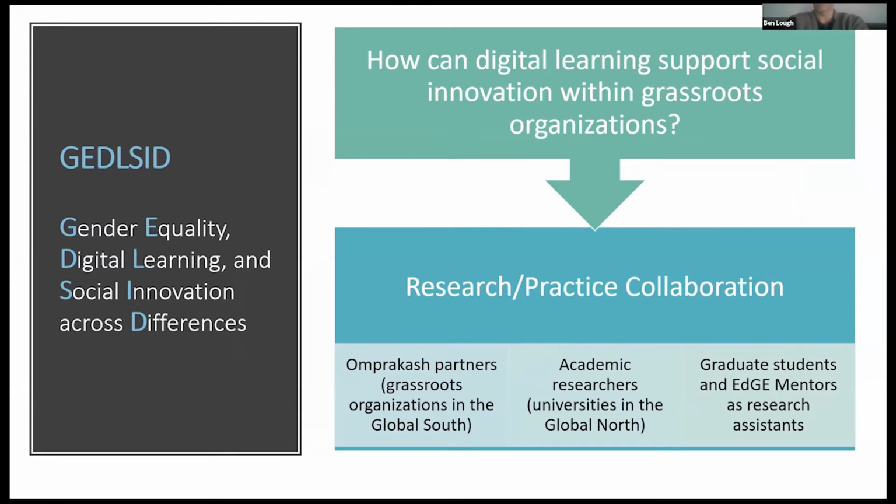It's been a pleasure to work with Amprakash partners and Amprakash on this project. As she mentioned, it's a research practice collaboration and it's action research. So it's not something that often as academics we spend a lot of time doing. We're really interested in the practice components and how that practice translates to actual changes in programming. So this, again, is a research collaboration between scholars in the global north mostly and scholars or practice organizations in the global south mostly, but also involving a lot of mentors and research assistants across different geographic divides.